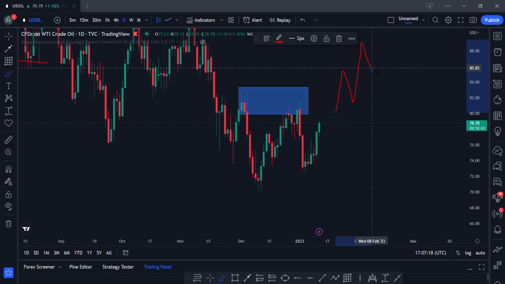Whenever we have something like this, and then price pushes up, this here is what we call an imbalance. It means it's an inefficient market. It means there are some orders left in this area for price to come and liquidate all of these before we can see a continuation to the upside.